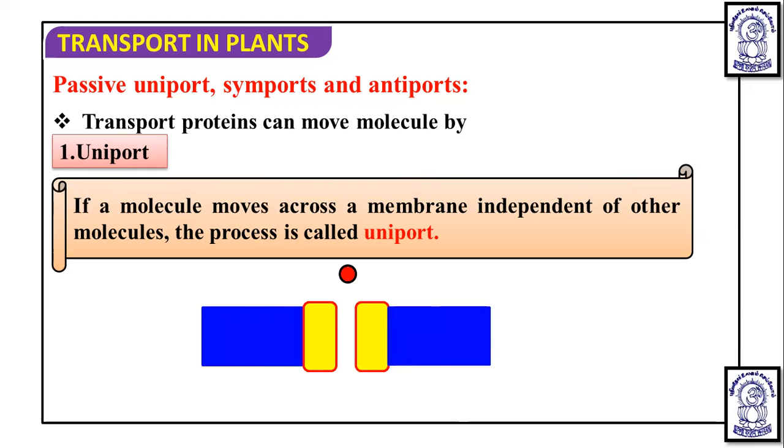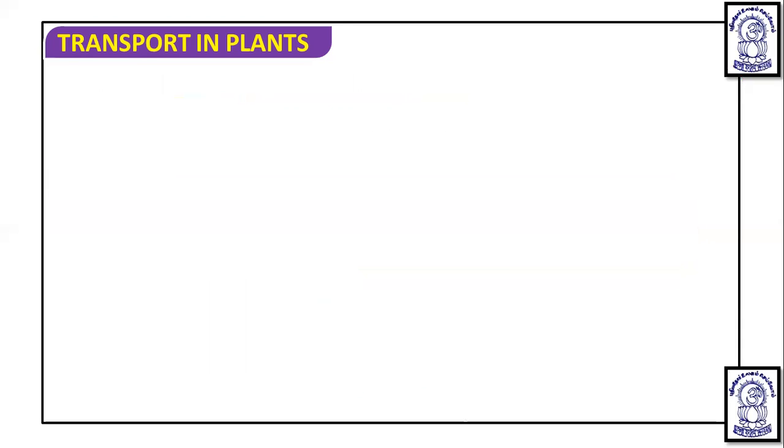Here, as you can see, this is the molecule on the outer surface, and this yellow colored one is the protein. Now it is exterior, interior. Then the red colored molecule moves from exterior to interior through the protein, only in one direction. Because of this, we are calling it the uniport. So the molecule moves across the membrane independently, in one direction only.